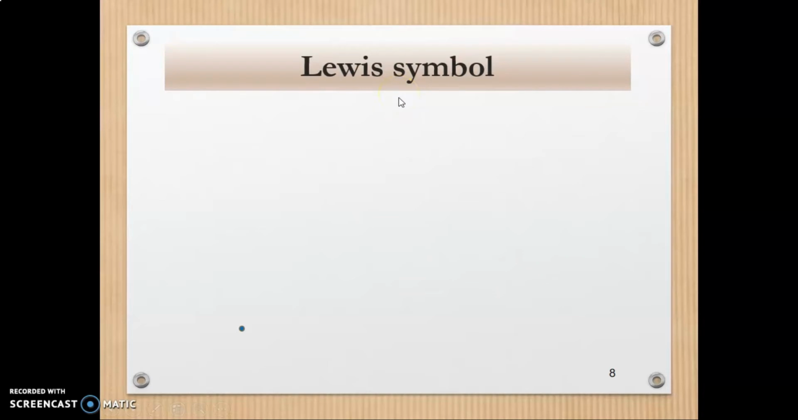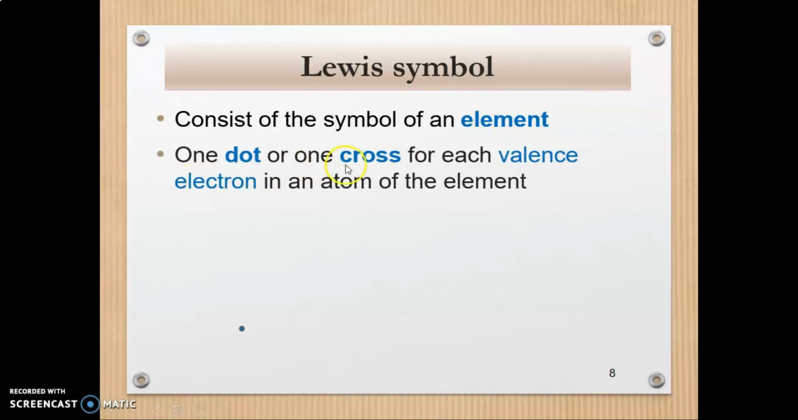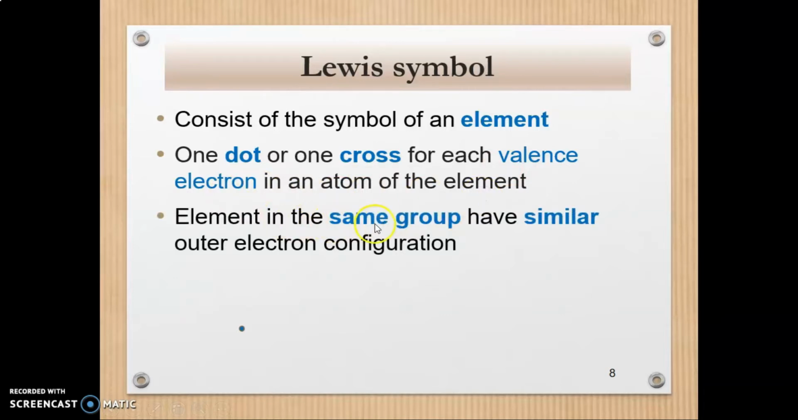So what is a Lewis symbol? It consists of the symbol of an element, and one dot or one cross for each valence electron in an atom of the element. Elements in the same group have similar outer electron configuration. For example, lithium and sodium are both in the same group. Both have the same valence electrons, and the valence electrons are represented by using a dot or cross.